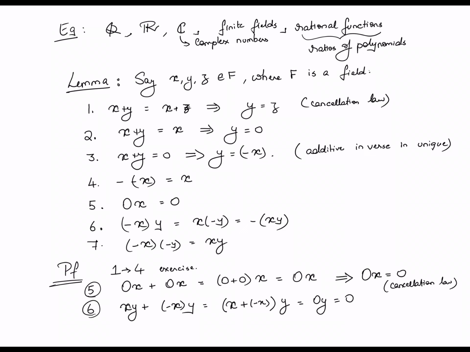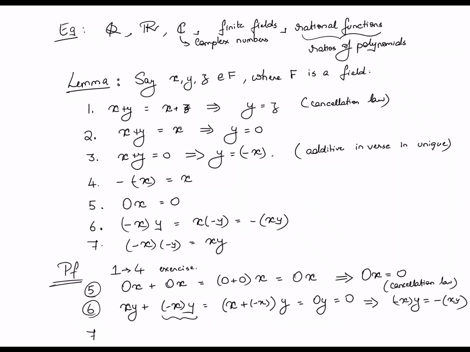Now, how do I know that 0 times y is 0? From property 5, which I just proved above. Now this implies that minus x times y is the additive inverse of xy, because xy plus minus x times y is 0. So therefore, this must be the additive inverse of xy, which is essentially all I wanted to prove. So we have proved essentially that minus x times y is minus xy. A symmetric argument would show that this is also the same as x times minus y. So that is how I would prove number 6.